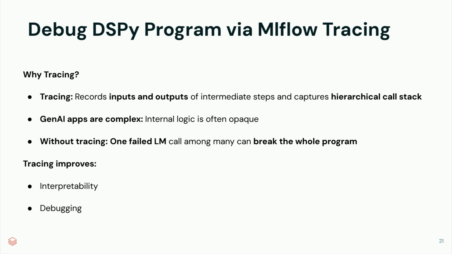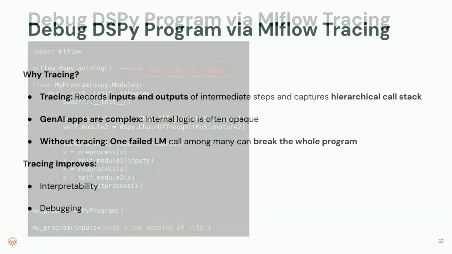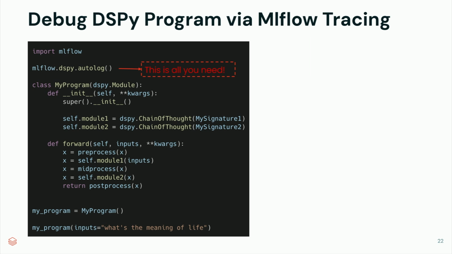The first one is MLflow tracing. So what is tracing? Tracing basically means we record the inputs and outputs of the intermediate steps and capture a hierarchical call stack, which means which function calls which function. This is very important because in DSPy, after you build a DSPy program, you only get the inputs and outputs. You don't know what's happening behind the scenes. If one LM call fails for some reason, it's hard to tell why it failed. But with a trace, it's easy to see what happens behind the scenes. To turn that on, it's just one line: mlflow.dspy.autolog.